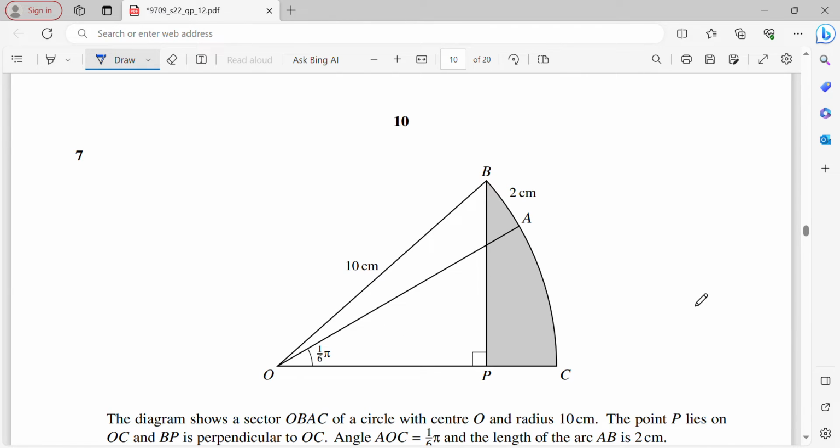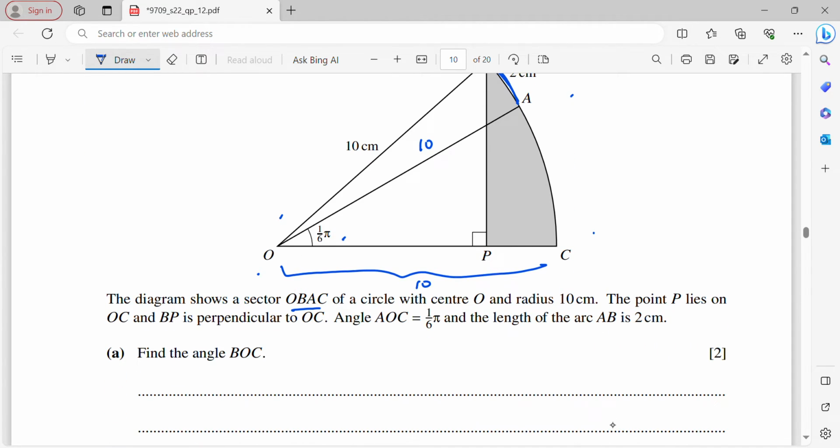Okay, question number 7. The diagram shows a sector OBAC of a circle with center O and radius 10. That means OB is 10, OA is 10, OC is also 10. The point P lies on OC and BC, and BP is perpendicular to OC. Okay, angle AOC is 1 over 6 pi, and the length of the arc AB is 2. Here is 2.